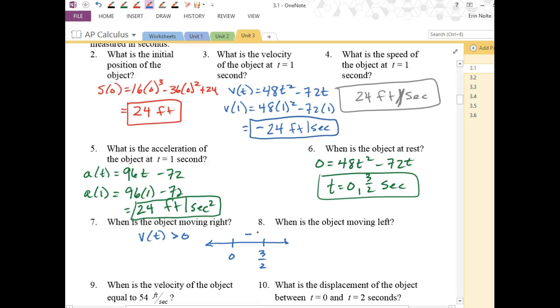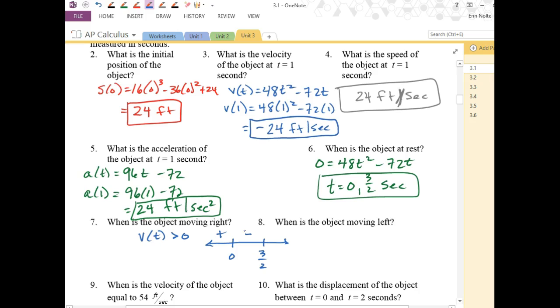Okay, so I need a number that's less than 0. -1. So if I plug -1 into my velocity, that would be 48 plus 72. Is 48 plus 72 positive or negative? I'm going with positive.